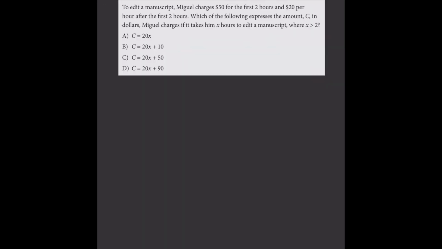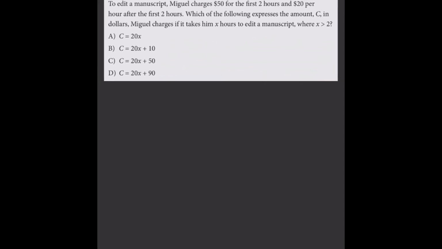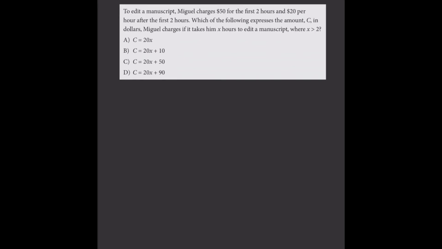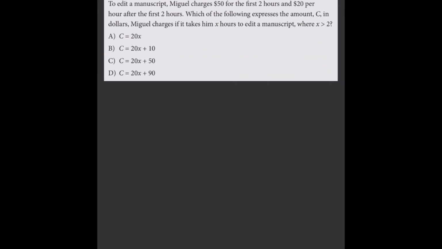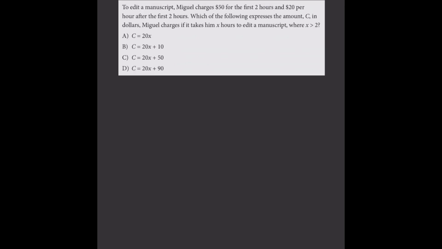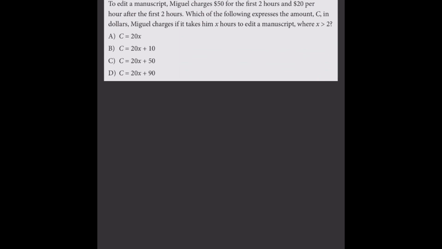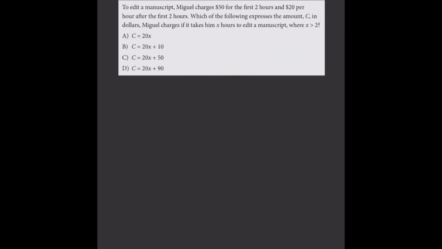Question 4. To edit a manuscript, Miguel charges $50 for the first 2 hours and $20 per hour after the first 2 hours. Which of the following expresses the amount C in dollars Miguel charges if it takes him X hours to edit a manuscript, where X is greater than 2? A. C equals 20X. B. C equals 20X plus 10. C. C equals 20X plus 50. Or D. C equals 20X plus 90.